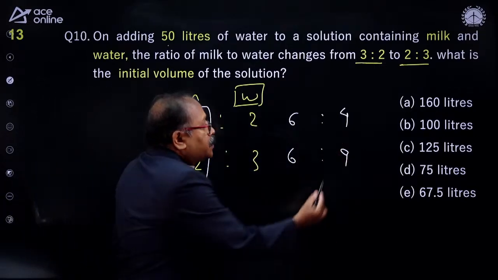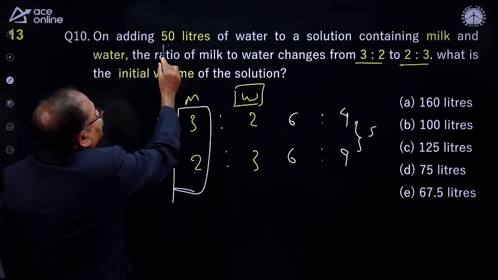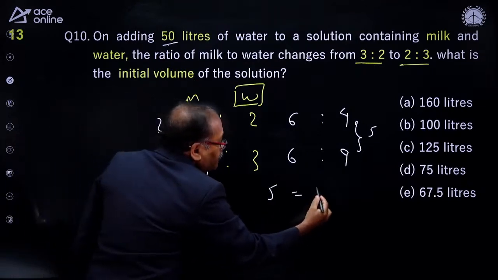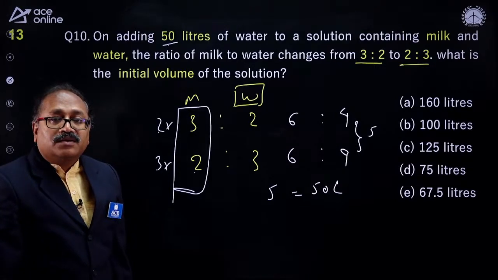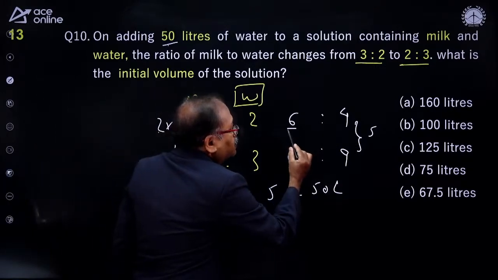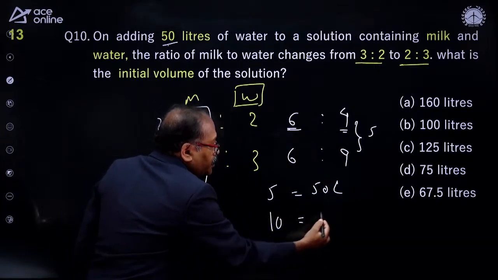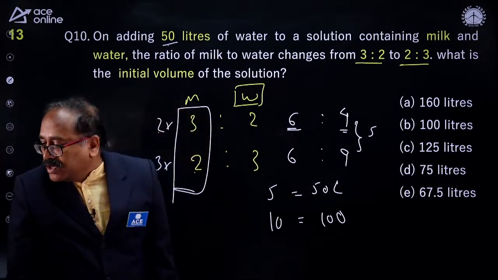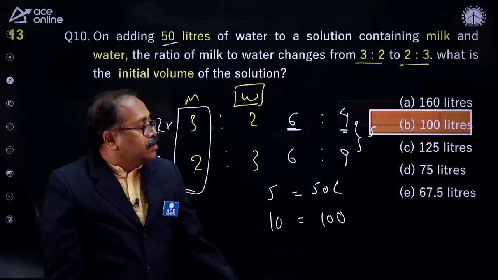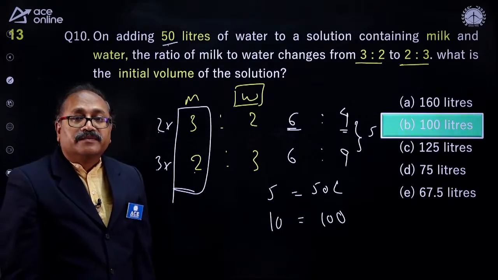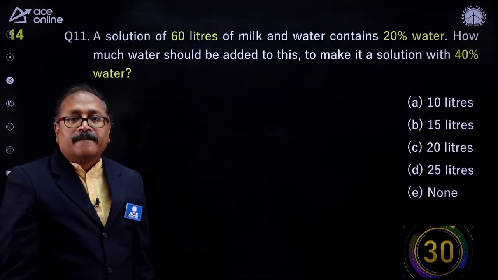The water has increased by how many parts? Water has increased by 5 parts. And how much water is added? 50 liters of water is added. So 5 parts equal 50 liters. What is the initial volume of the solution? The initial volume is 6 parts plus 4 parts, 10 parts. If 5 parts is 50, then 10 parts will be 100. Well done, Mr. Sheikh. So it is 100 liters. That's all.